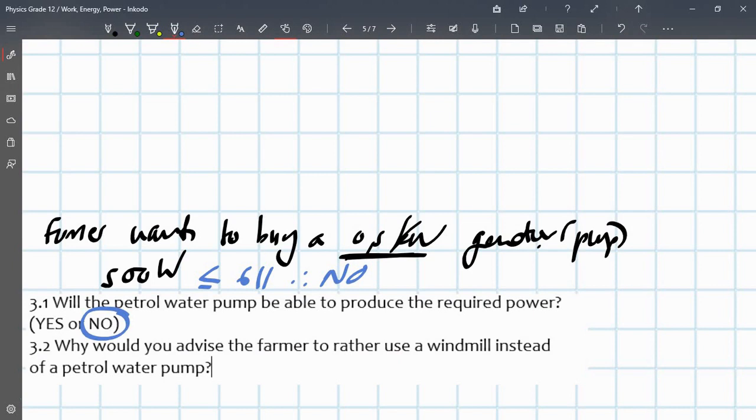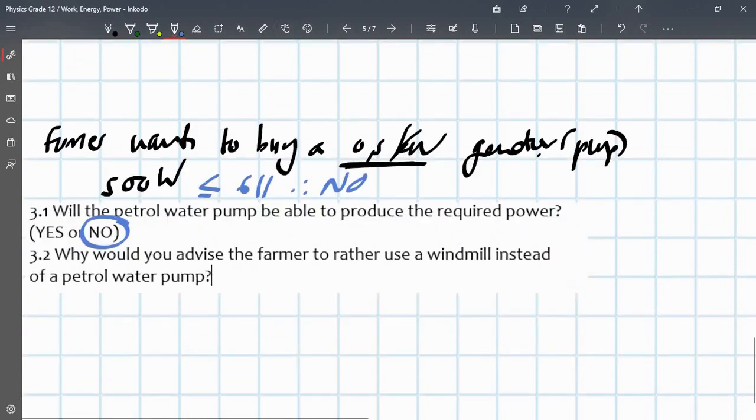So that's one thing. And the next question is, why would you advise the farmer to rather use a windmill instead of a petrol water pump? Now, you should know this by now, that climate change is a big thing. And petrol is not a renewable resource, but wind is. Therefore, you could advise the farmer to use a windmill because it's more environmentally friendly.